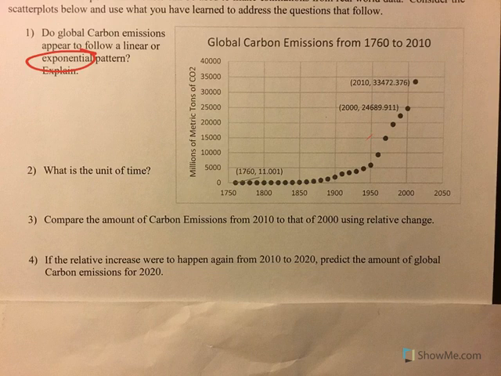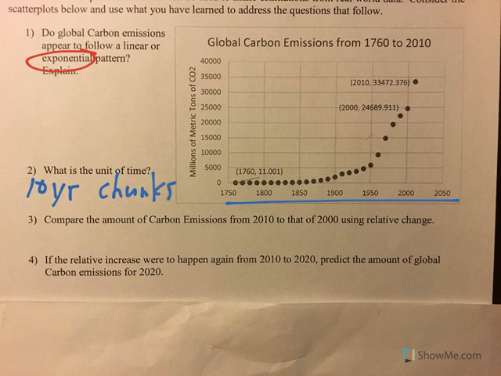What is the unit of time? Well, we look at this. We appear to be in chunks of years, and these dots appear to be in 10-year increments. So 10-year chunks, right? 1760, 70, 80, 90, 1800, 10, 20, 30, 40, 1850. So we are dealing with 10-year chunks as our time frame.